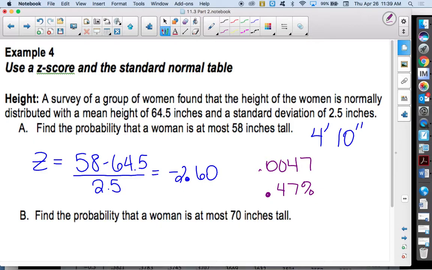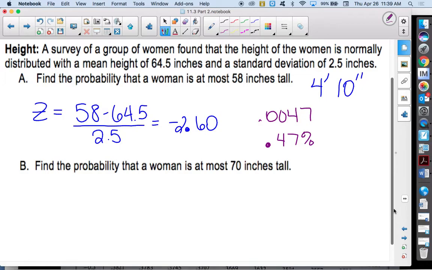The next question says find the probability that a woman is at most 70 inches tall. So if you're 70 inches tall, you would be 5 feet 10 inches. So you're a whole foot taller.